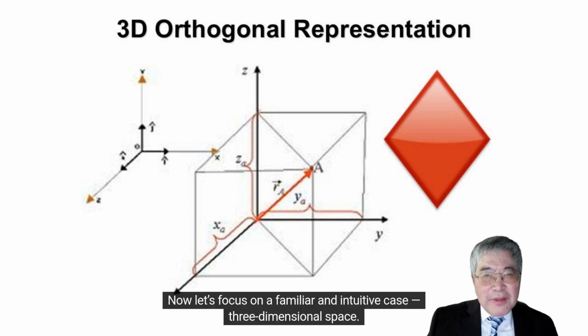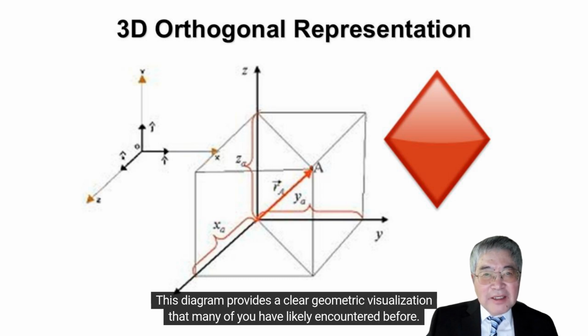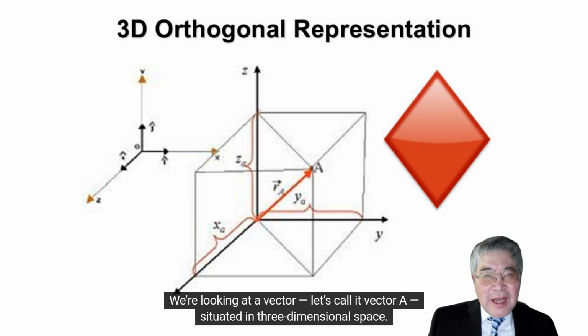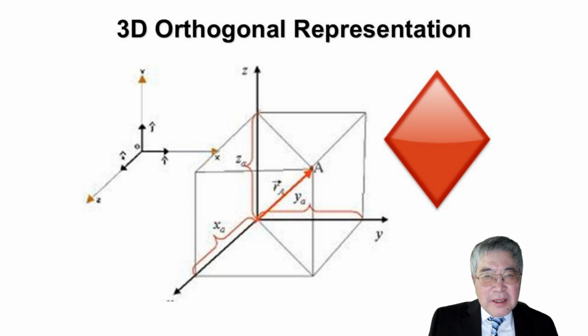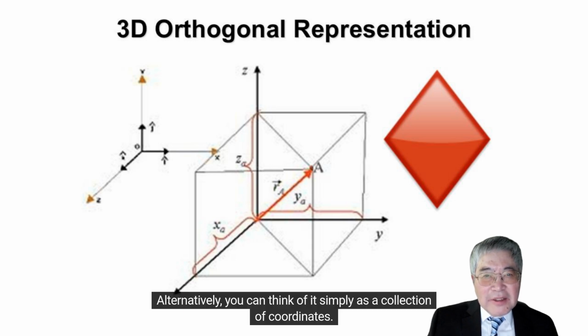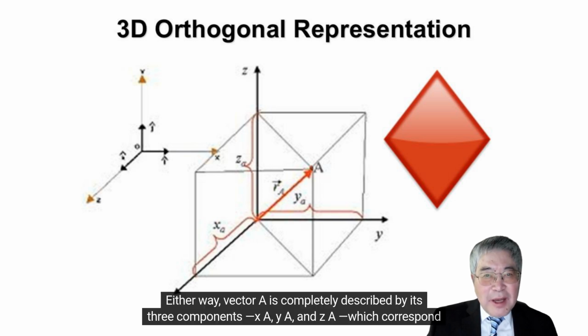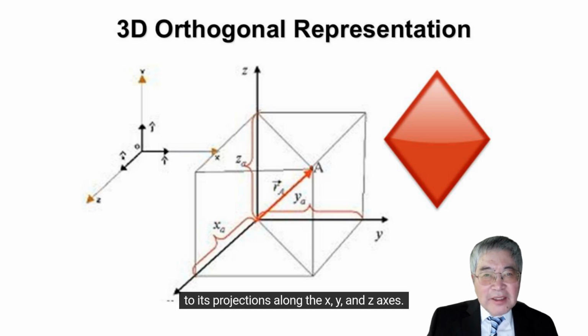Now let's focus on a familiar and intuitive case, 3-dimensional space. This diagram provides a clear geometric visualization that many of you have likely encountered before. We're looking at a vector, let's call it vector A, situated in 3-dimensional space. You can think of vector A as an arrow pointing from the origin to some point in space. Alternatively, you can think of it simply as a collection of coordinates. Either way, vector A is completely described by its 3 components, xa, ya, and za, which correspond to its projections along the x, y, and z axes.